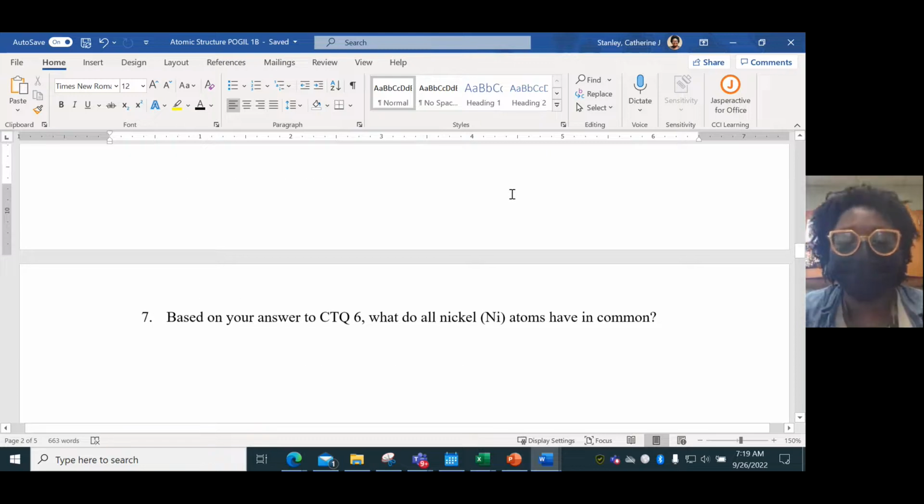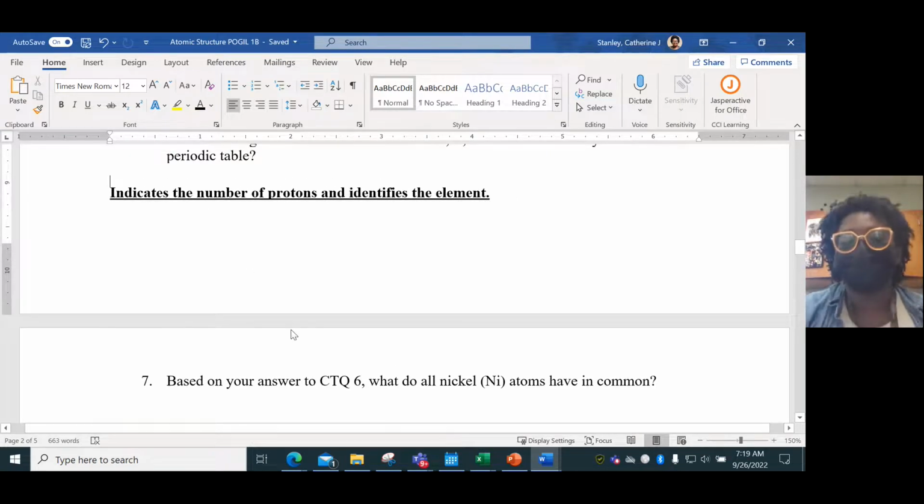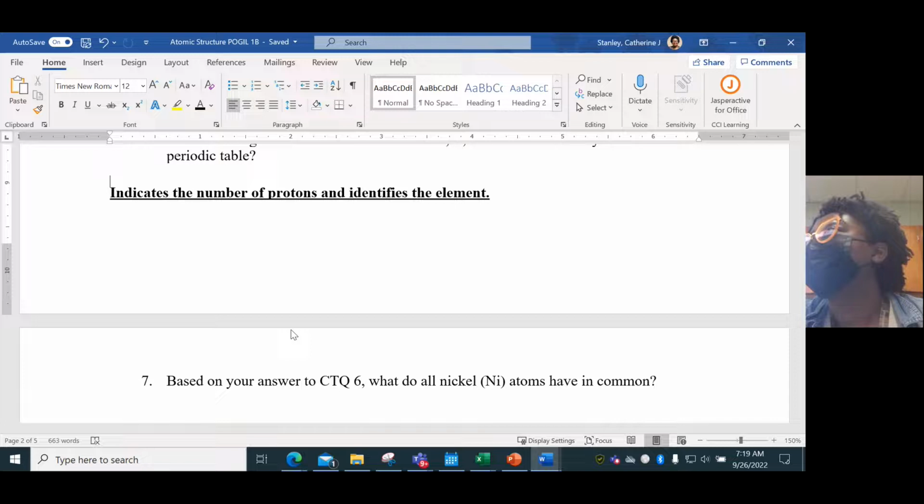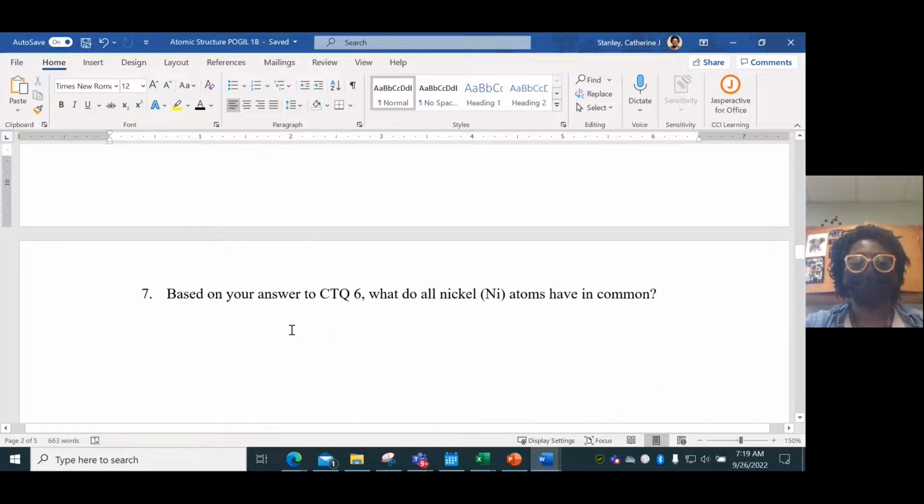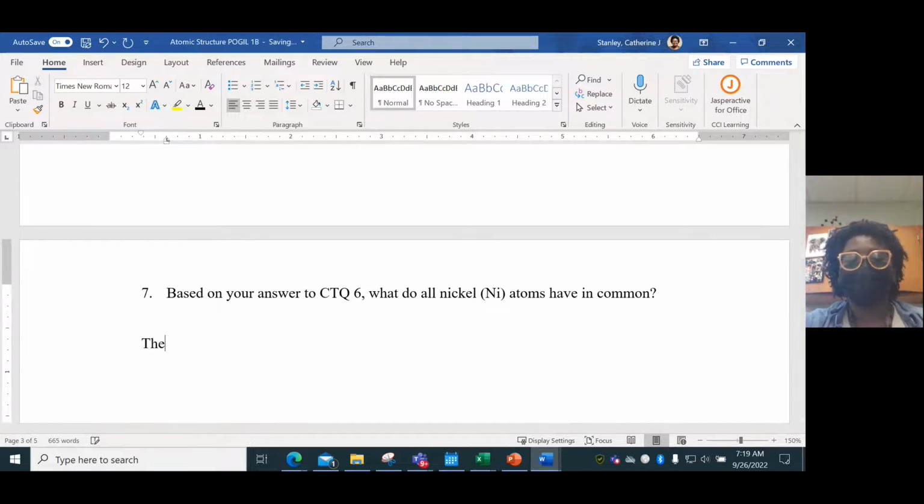Number 7, based on your answer to QT6, which is number 6, what do all nickel atoms have in common? Give me somebody fresh. Don't make me get aggressive and call on random people. Fresh, fresh, fresh. The number of protons. Good job, Dev. They will all have the same number of protons.